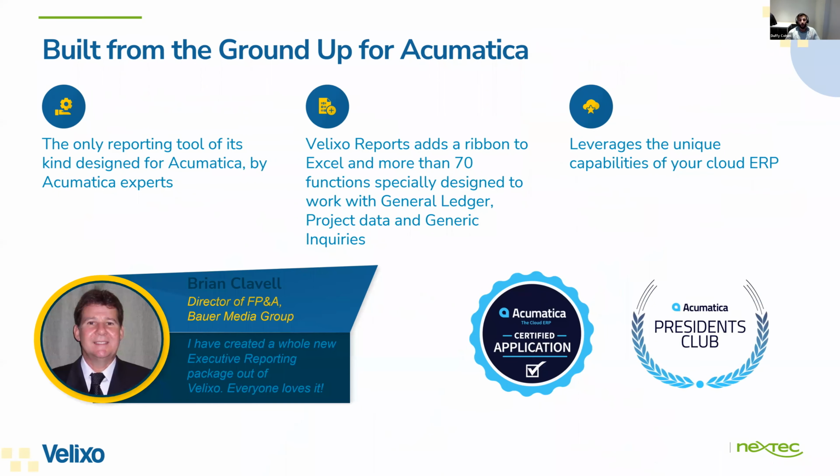All right, so what everyone here will see once we download Velixo for the first time, which only takes 30 seconds to roughly a minute, is that there is going to be a ribbon in Excel called Acumatica. And then when we click on said ribbon, you're going to see a drop down of the functions that you will all have access to, such as drill down, such as refreshing your data, but I'll go into detail a little bit later. I always like to emphasize that we have created 70 unique functions for financials, projects, and generic inquiries.